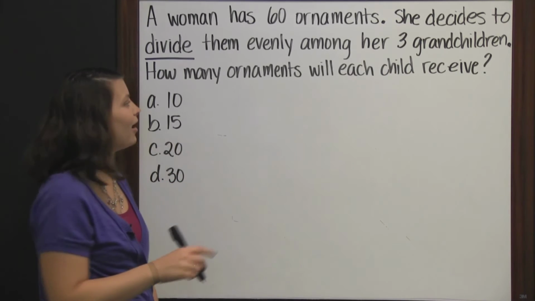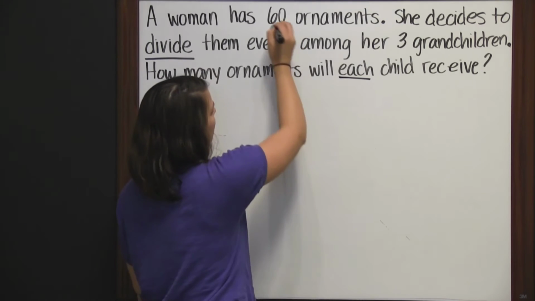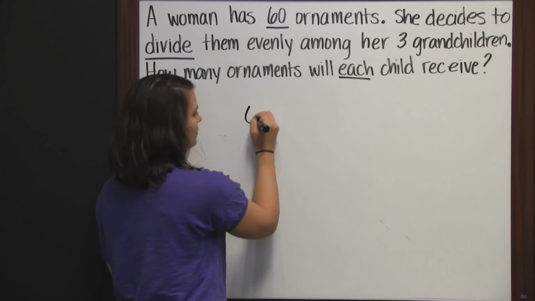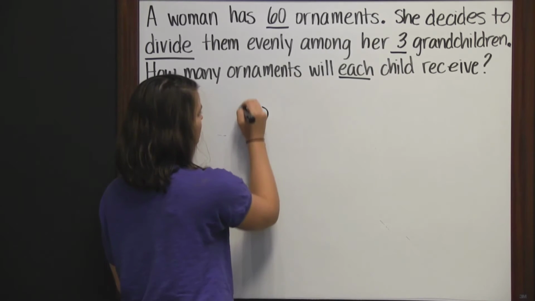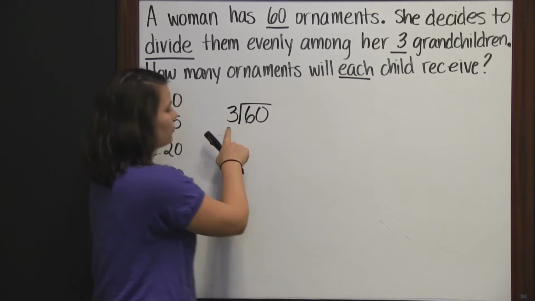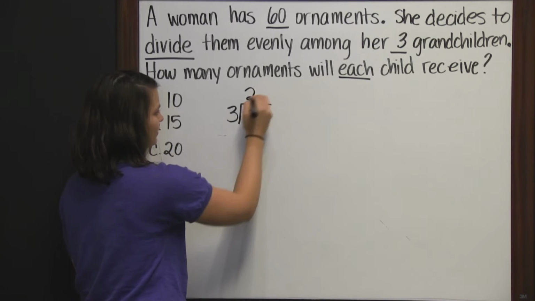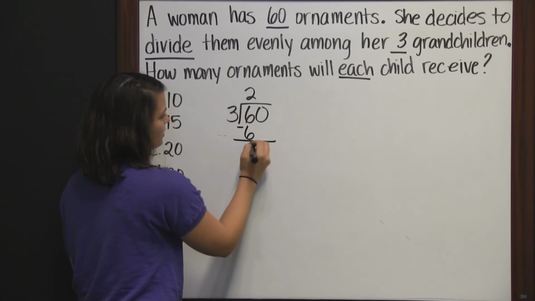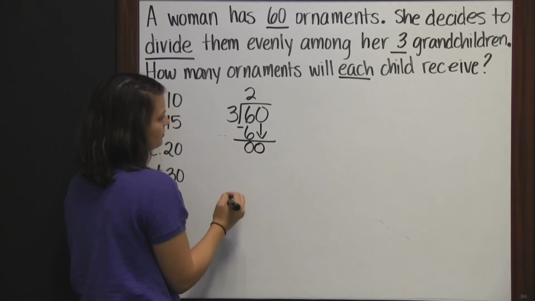So to find out how many ornaments each child will receive, we need to take our total number of ornaments, 60, and divide that by how many grandchildren she has. 3 goes into 6, 2 times. 3 times 2 is 6. If we subtract, we get 0. And then we bring down 0.